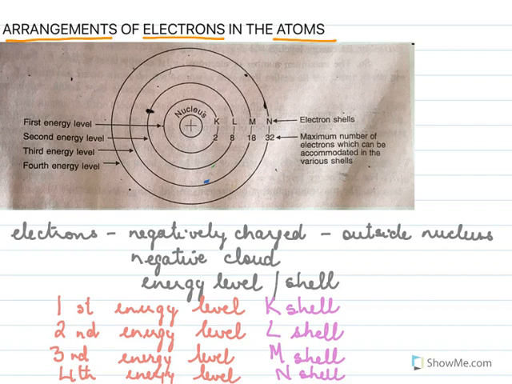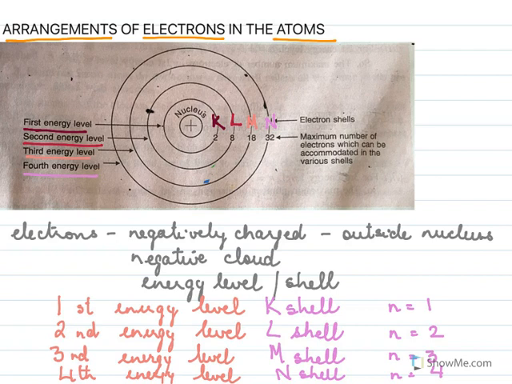So K is always denoted as n equal to 1 because it's the first shell. The L is n equal to 2. It is called the second shell. For M, n is the number of the shell, we call it 3, and N we call it 4. Like here you can see the first energy shell, which is K. Then we have the second energy shell, which is L. Then the third energy shell, which is M, and the fourth energy shell, that is N.